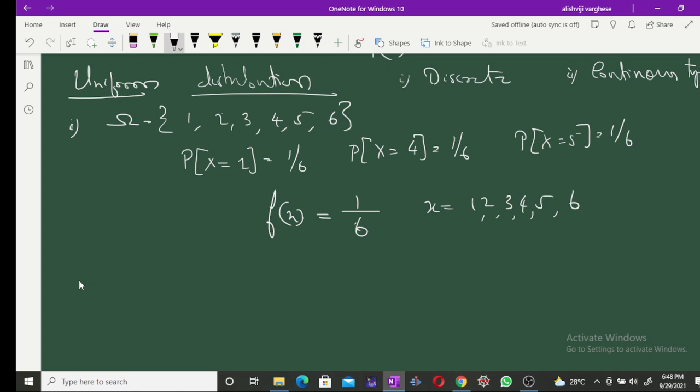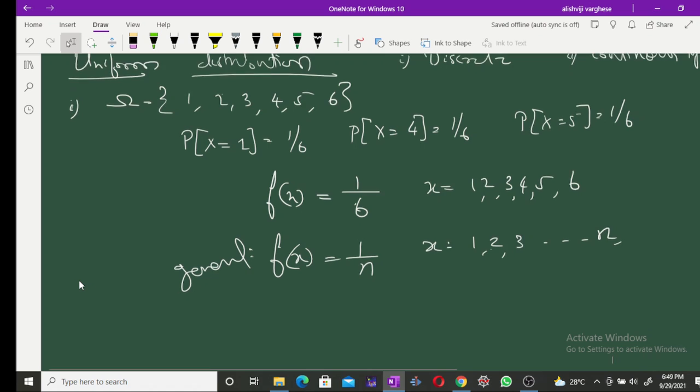Or in general, if x is a random variable which takes n different values, that's the general case. If you have a random variable x which takes n different points, then the probability of a particular point is equal to 1 by n, and x can take values 1, 2, 3, 4, 5, 6 up to n. So we define the random variable in such a way that the target space or the output is an integer from 1 to n, and the probability density function f of x is equal to 1 by n.